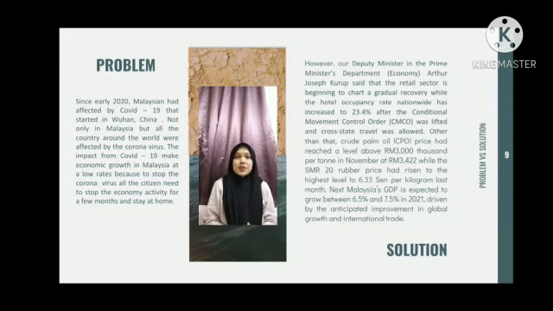Malaysia's GDP is expected to grow between 6.5% and 7.5% in 2021, driven by the anticipated improvement in global growth and international trade. So, what I can say here is Malaysia still has a big chance to revive the economy.